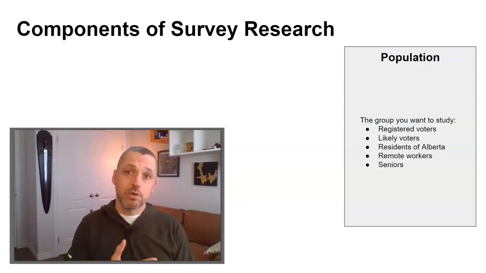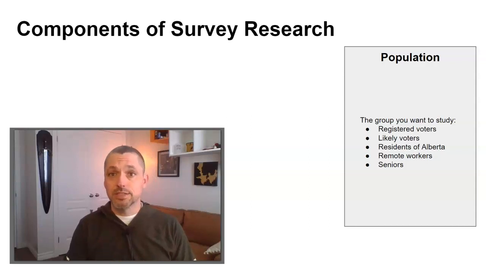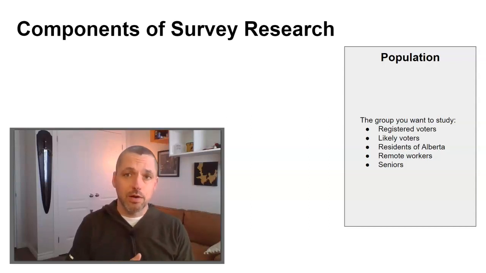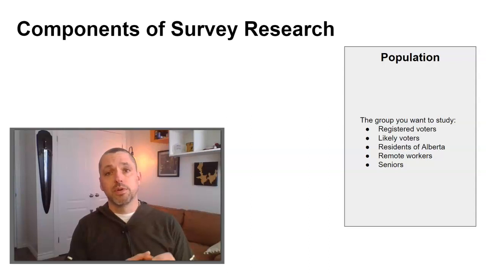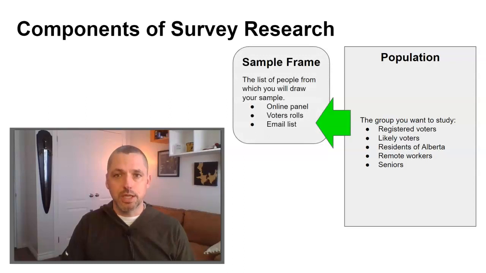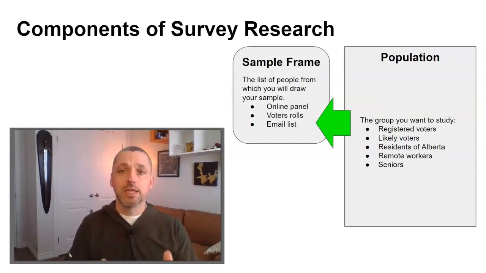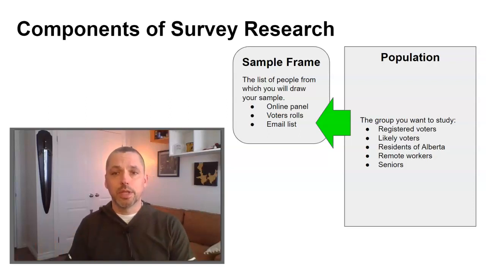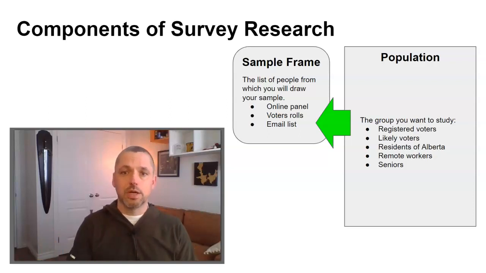Could be registered voters, likely voters, residents of a specific geographic area, maybe a specific type of worker, an age demographic like seniors or young people. We first have to identify the population. Then we need to figure out how to reach them. And we do that by using what's called a sample frame. A sample frame is a list of people from the population from which we will draw a sample.